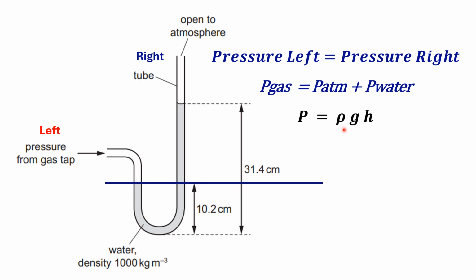Now we are using the formula for the pressure of a liquid, which is the density of the liquid times g times the height of the liquid. So what we have here is the pressure of the gas is the atmospheric pressure, plus the density of the water times g times the height of the water.